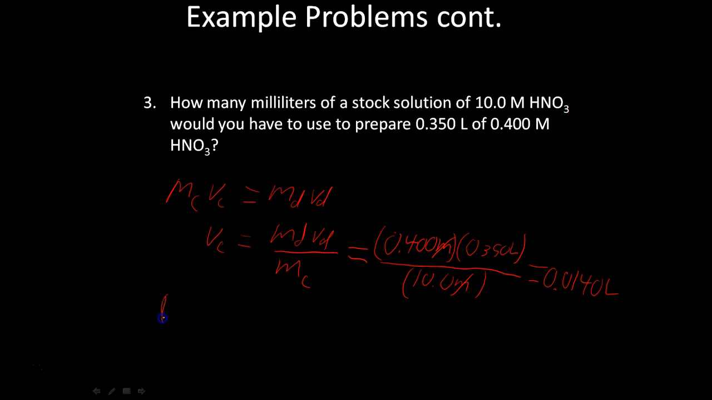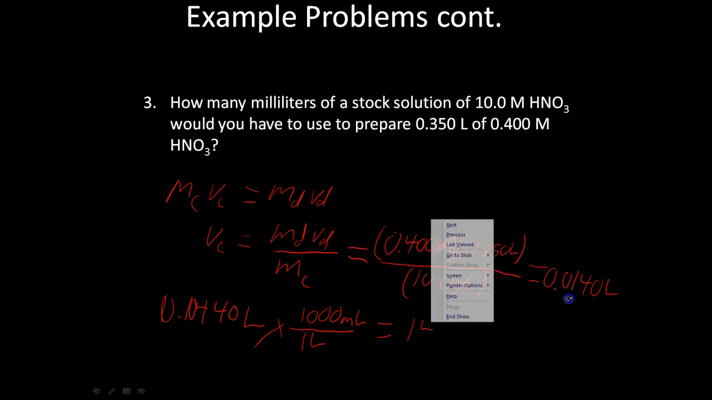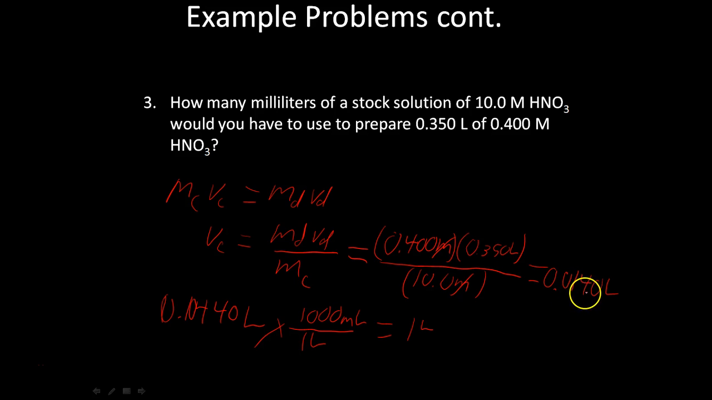It says how many milliliters of this will we need. So to convert 0.00140 liters into milliliters, we put 1 liter down there, 1,000 mL here. Multiply this by 1,000, so 1, 2, 3. So it should be 1.40. That's 1.40 milliliters of our original stock solution. That's how much we need in order to prepare this new solution.